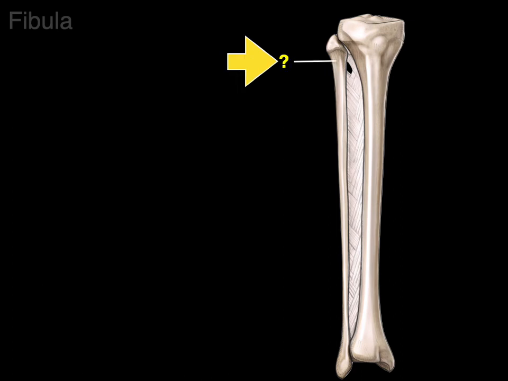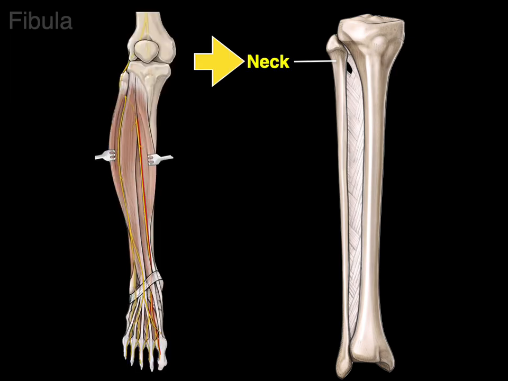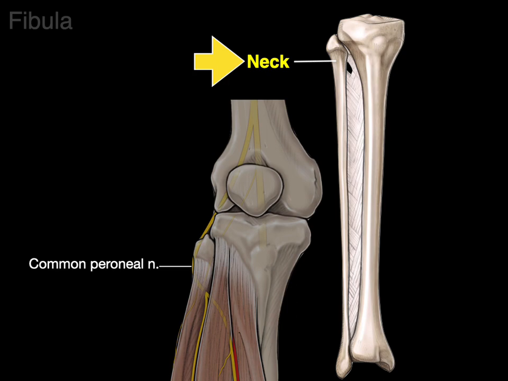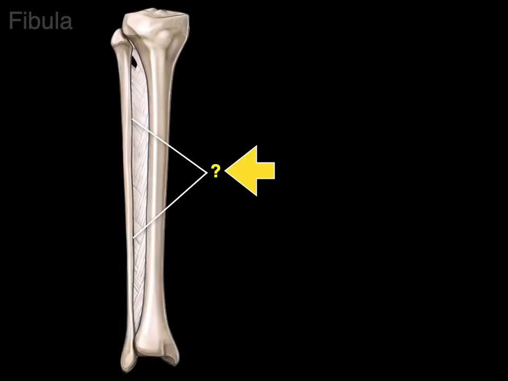Now, there is something below the head, which is the neck. So this is the neck of the fibula. And if we then zoom in on this, we see that the common peroneal nerve wraps around the neck of the fibula. And so if there's a fibular neck fracture, the common peroneal nerve is a nerve that may be injured.